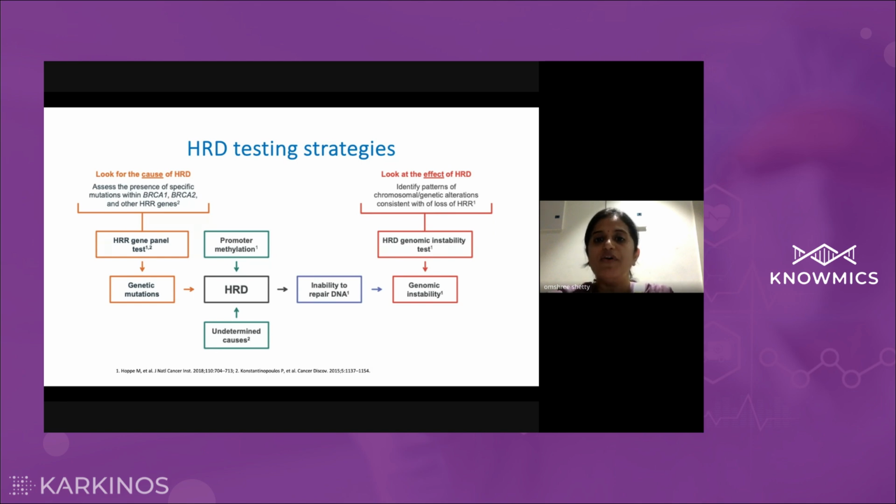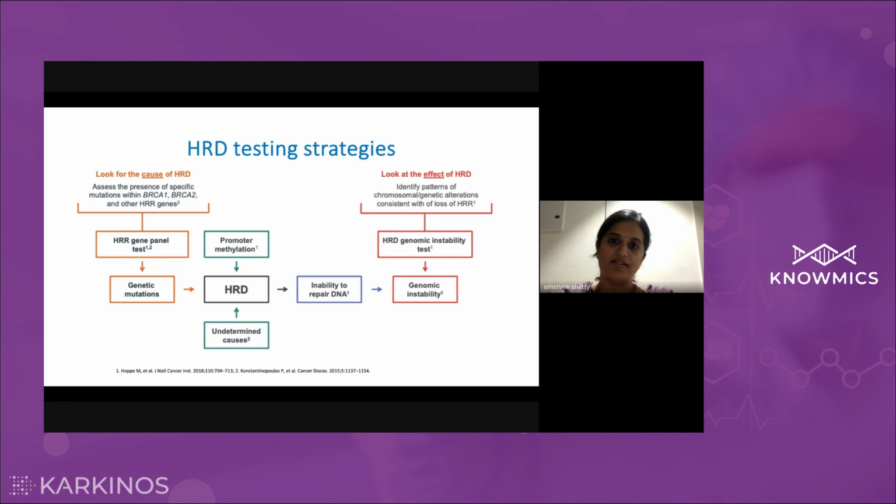When we're looking for the effect of HRD, because of this homologous recombination deficiency repair system, what is happening? We are having large chromosomal alterations. There could be large structural aberrations, which are also because of the loss of HRR. So that, again, leads to HRD genomic instability.